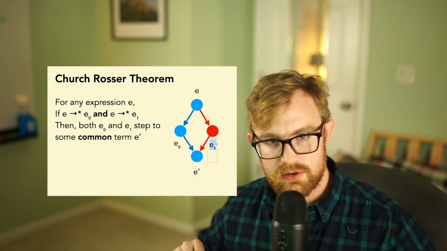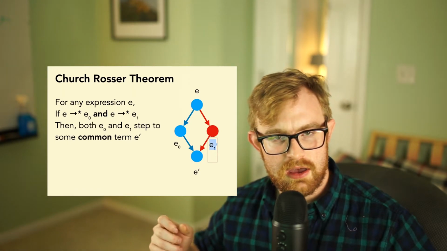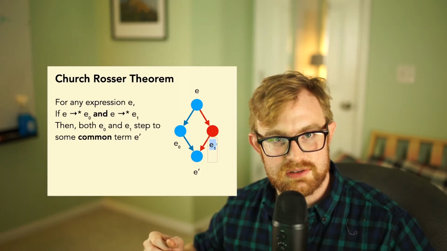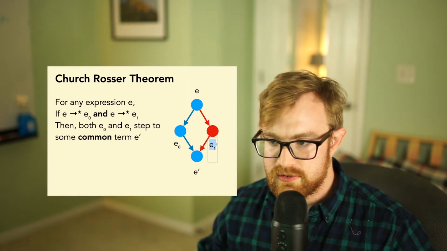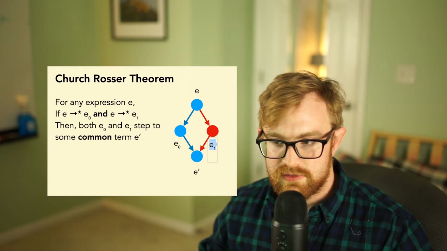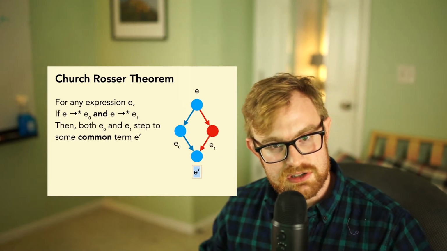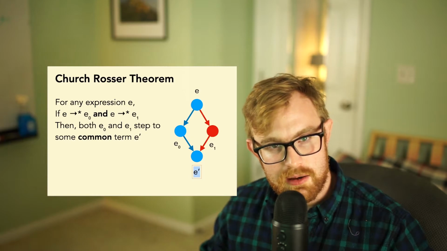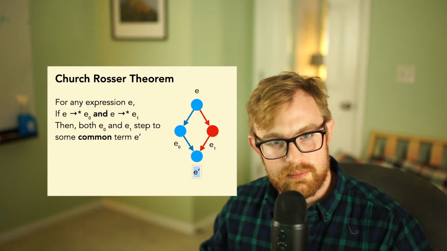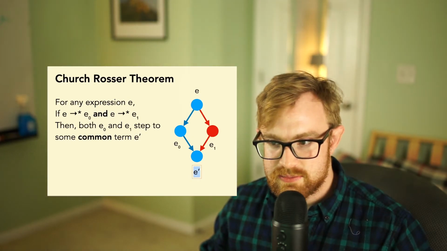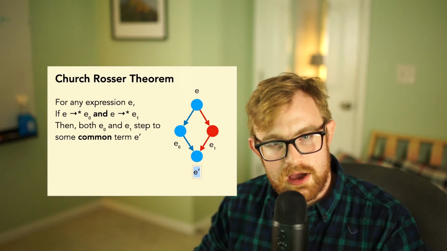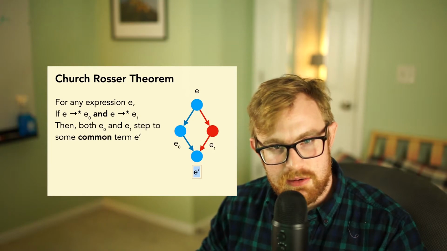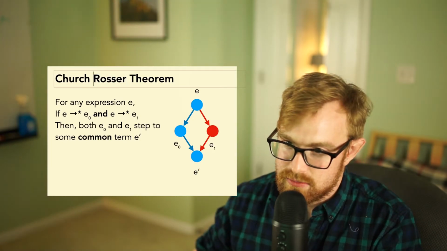So you can get to both E0 and E1, but from different directions. Well, the Church-Rosser theorem says both of those terms can eventually reduce to some common E prime. What this means is that diverging paths of computation, whenever you rewrite, always manage to come back together, most of the time as well.